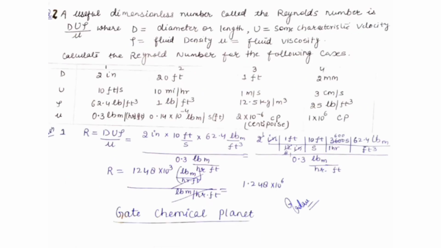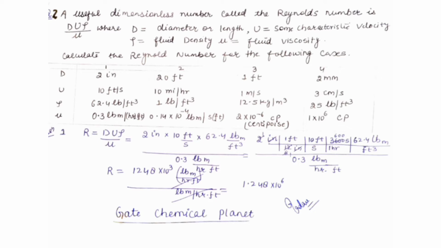In question number 2, a useful dimensionless number called the Reynolds number is d u rho by mu, where d equals diameter or length, u equals some characteristic velocity, rho equals fluid density, and mu equals the fluid viscosity. Calculate the Reynolds number for the following cases. Here 4 cases are given and the values of d, u, rho and mu are given.